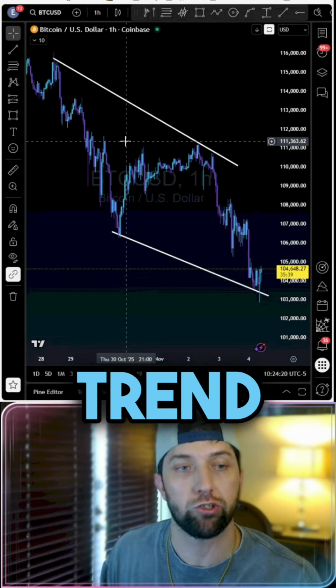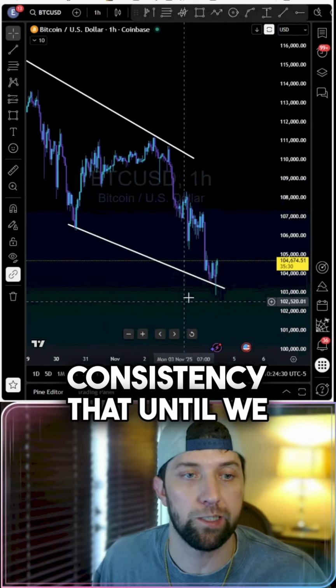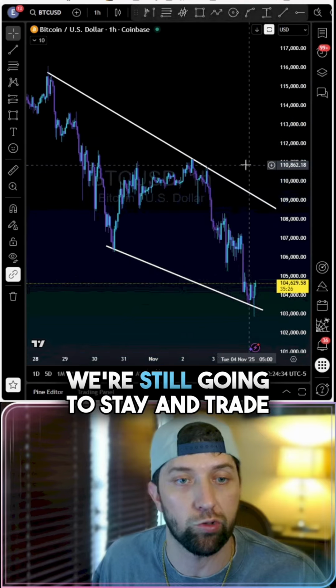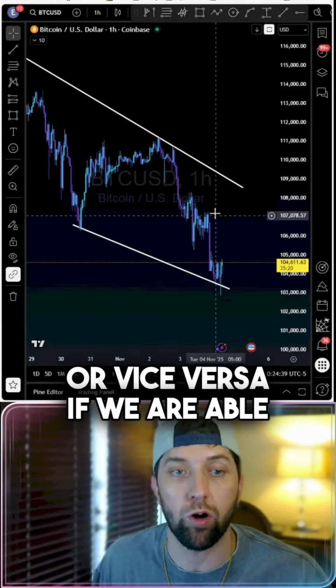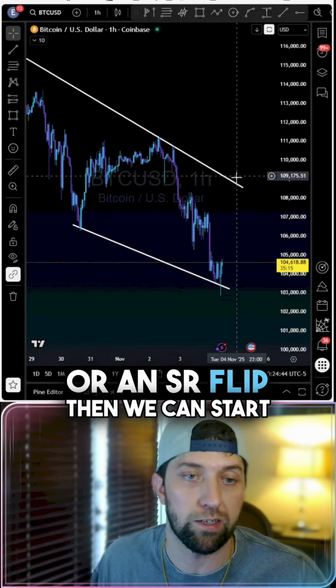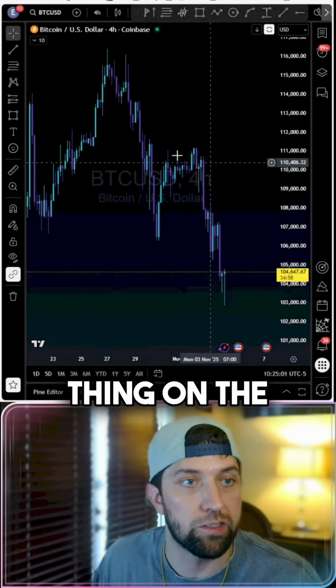which means that we are in a bearish trend. So although we might hold support and push up here, overall, we have a high probability and consistency that until we break this range high, we're still going to stay and trade within the trend and potentially push back down. Or vice versa, if we are able to break this range and then hold this as a support resistance flip, or an SR flip, then we can start to break this range and play to the top side.